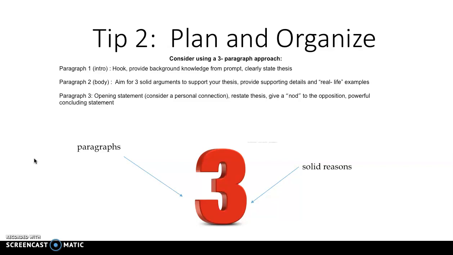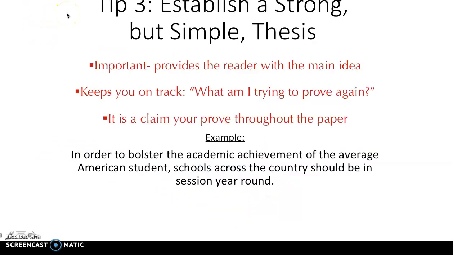I go into much of this in greater detail later on in the presentation. But if you need to remember anything, I think of the power of 3. 3 paragraphs and 3 solid reasons will hopefully help you aim for a 6 on this essay.